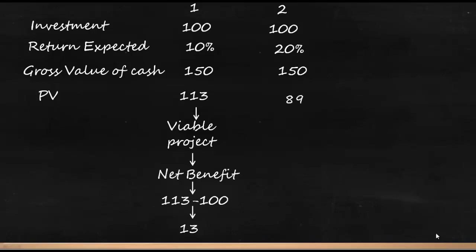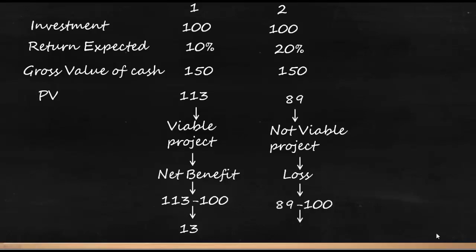But in case 2, the present value was 89. It was considered a not viable project because there is a loss. Why is there a loss? The investment was 100, and what is taken out is only 89. So 89 minus 100, there is an 11 difference, and that is the loss for the people who have invested in the project. So NPV would tell you whether there is any net benefit in the project. Fine, this is a case where you had two expectations, an expectation of 10% and 20%.